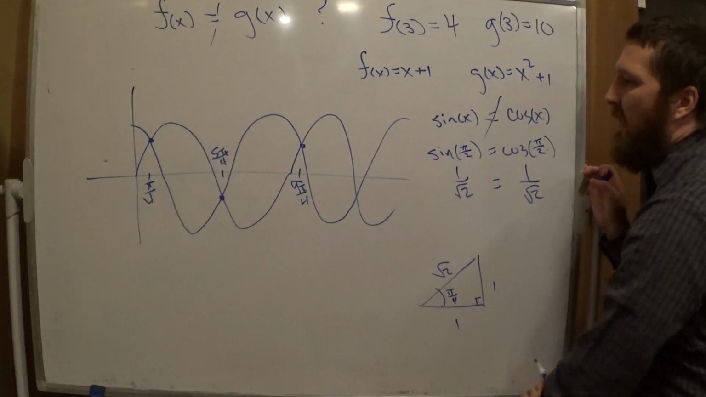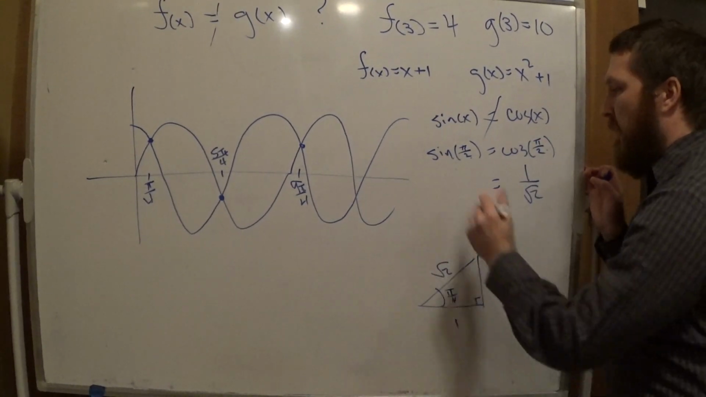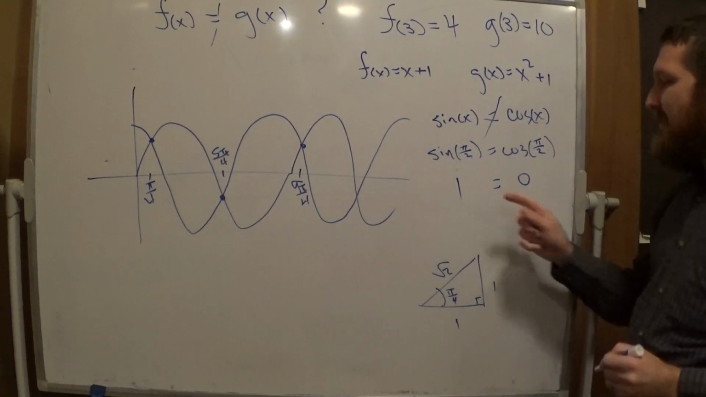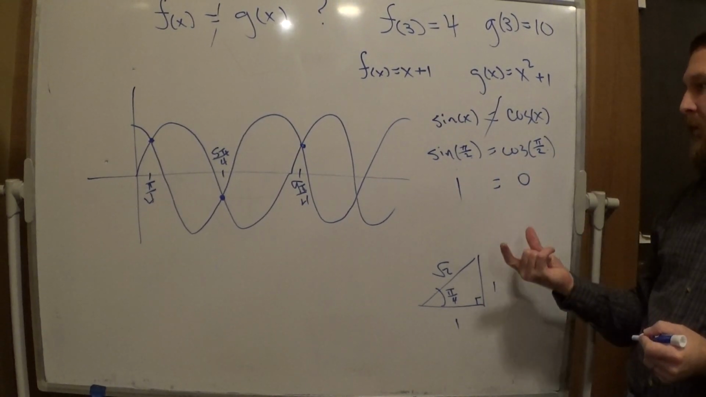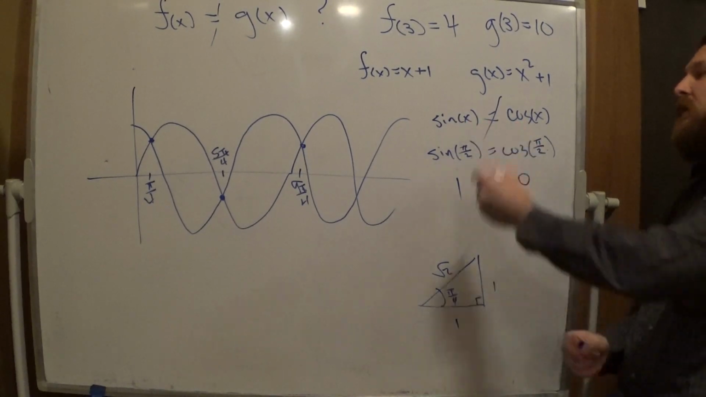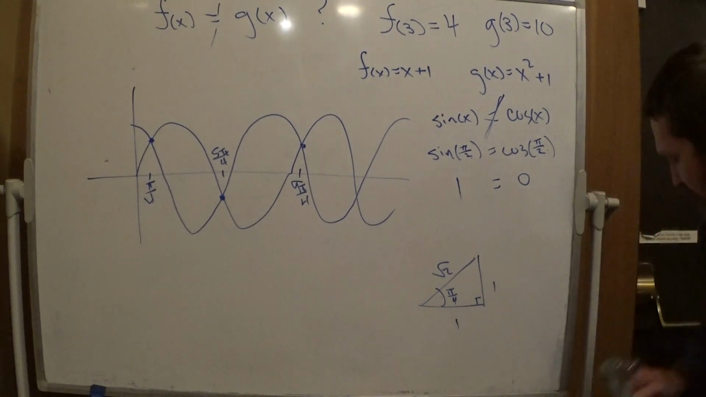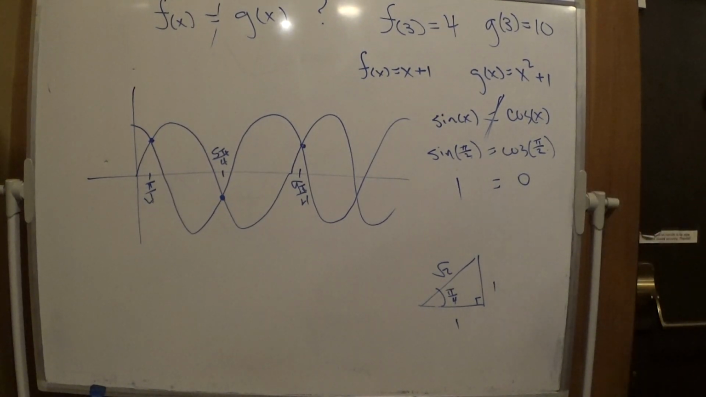And so I plug in sine of pi over 2, and I get out a 1. I plug in cosine of pi over 2, I get out a 0. Since they're not equal at this point, they can't be equal everywhere, so we conclude, no, they're not the same. It's not an identity, etc. So I hope that clears up the confusion.